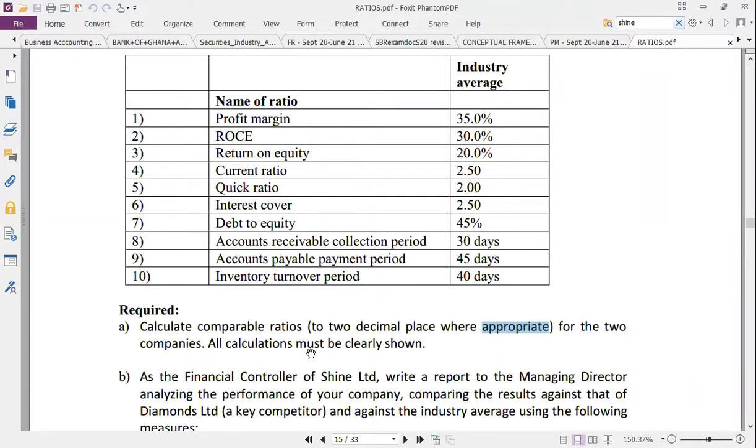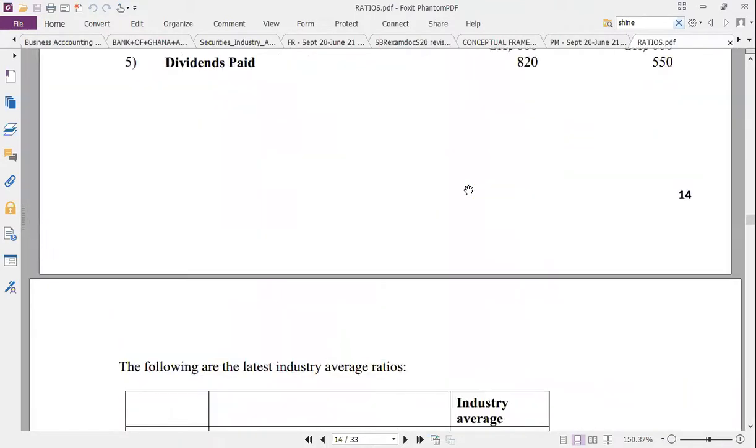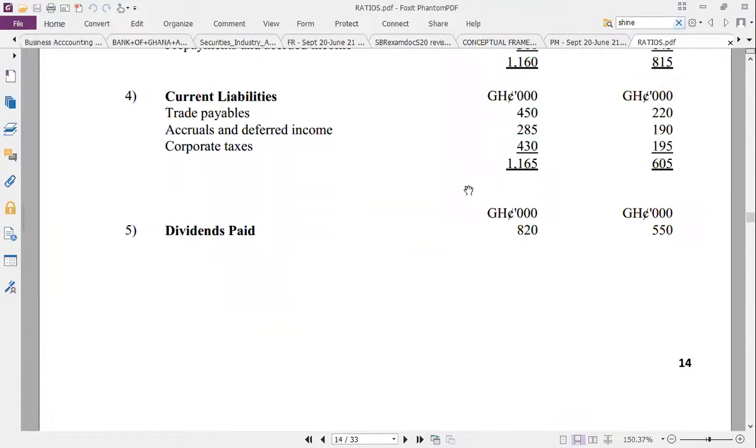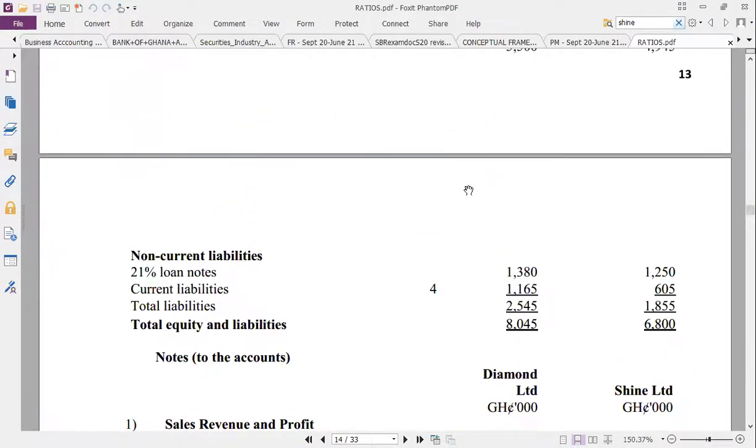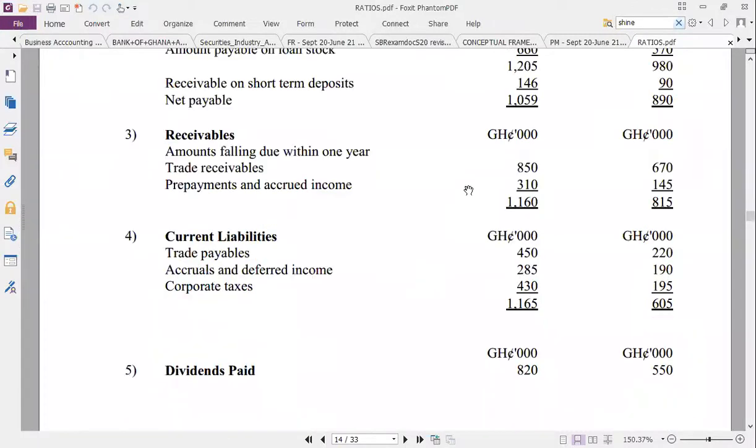Now let's continue the game. For the two companies, all calculation must be clearly shown. I like that. So let's go to the main section. Here, no footnote. The footnotes are just the workings.